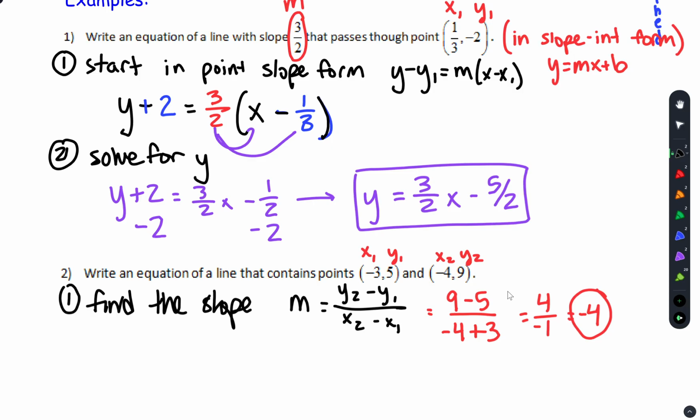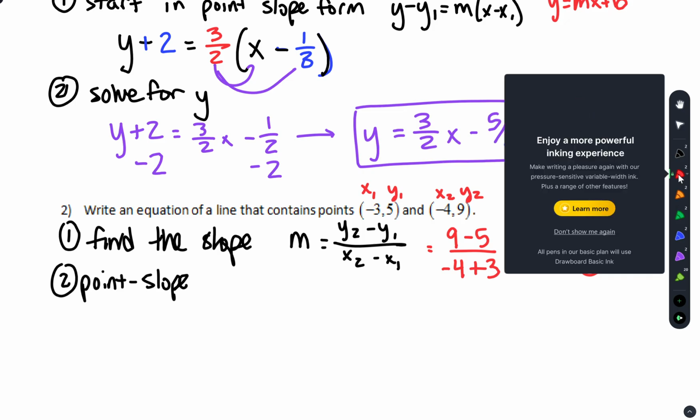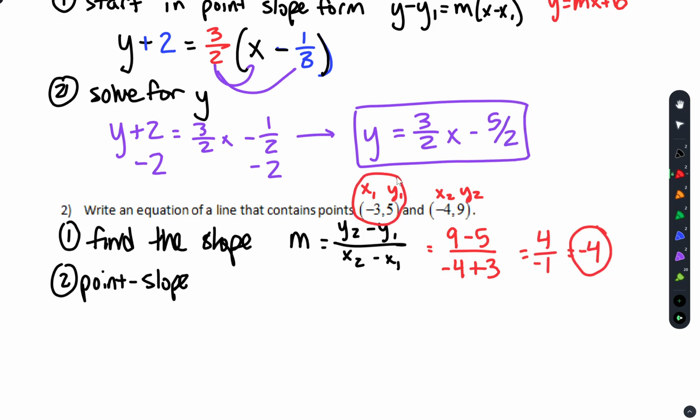We're going to start in point slope form. We're going to end up in slope intercept form. So let's start by taking that slope, taking our point. It doesn't matter which point we pick. I'm just going to pick the first one. Y minus y1 is 5 equals our slope -4 times x minus -3, which becomes a plus 3.